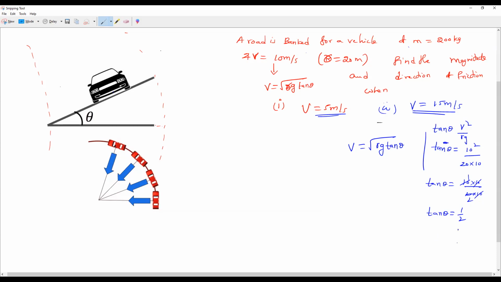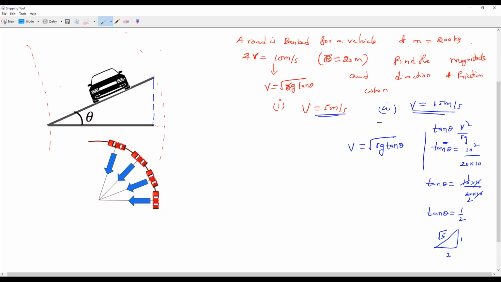Understand? If I draw a triangle, tan theta is equal to 1 by 2, so the sides are 1 and 2, and the hypotenuse will come as root 5. You have to find it and tell me. So tan theta is 1 by 2. Imagine this is the banking of the road. I will draw a triangle so that you can understand. This is the theta.